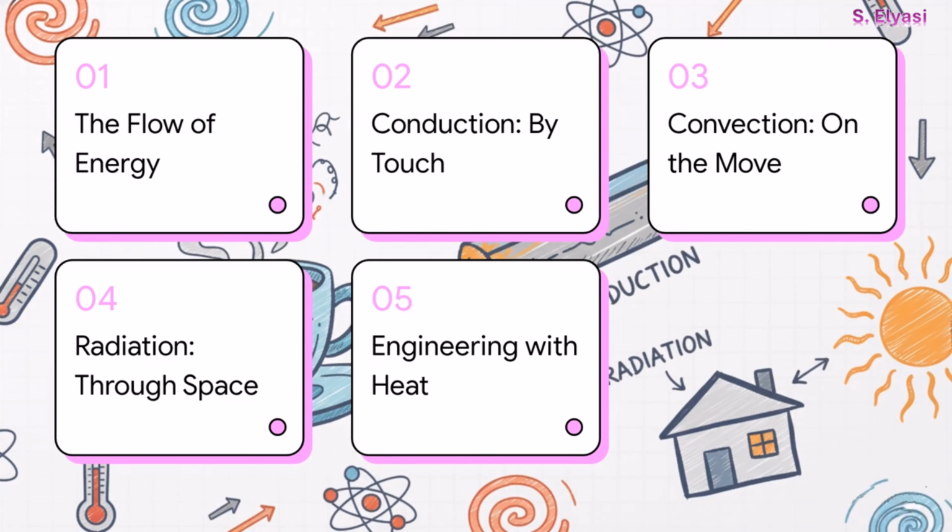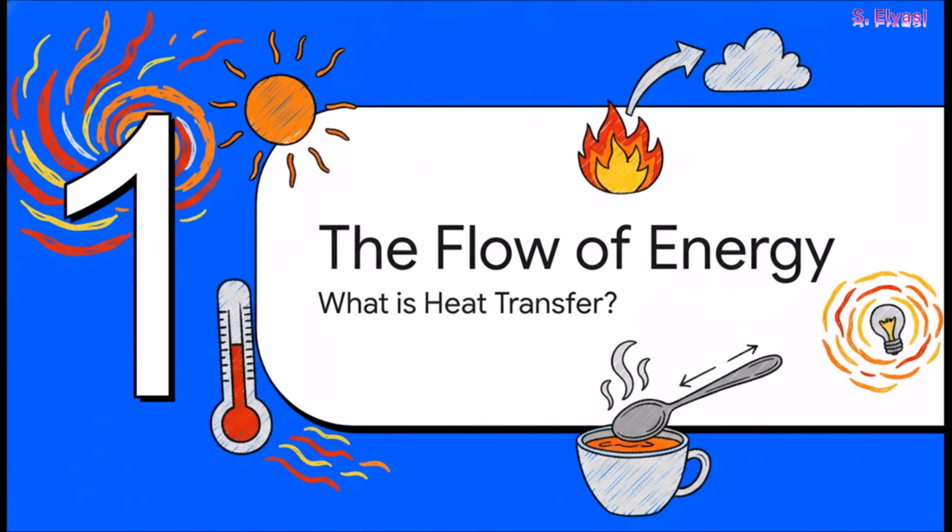So here's our game plan. We're going to start with the basics, then we'll break down the 3 main ways heat moves. That's conduction, convection, and radiation. And finally, we'll see how all this science gets put to work in the real world. Let's dive in. First things first, what are we even talking about when we say heat transfer? What does it actually mean?